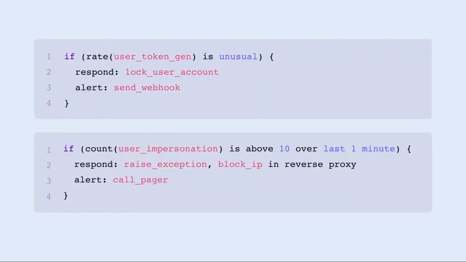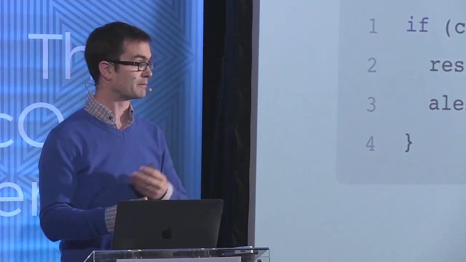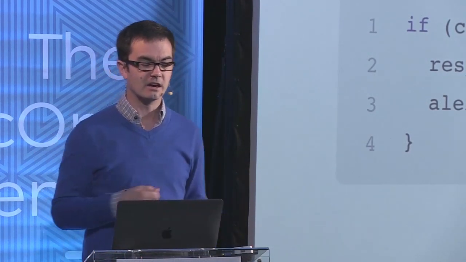So if we put this in motion, it gives us the following overview, right? We have several items in our toolbox we want to put together. So I can start detecting, like if the rate of calls to a given function, like user token generation, is unusual, then I want to respond. I might log the user account and maybe send an alert, like a webhook. Same thing, if the count of calls to user impersonation is above, I don't know, 10 over the last minute, then same thing, I want to raise an exception, maybe block the IP in the reverse proxy, and call the pager.